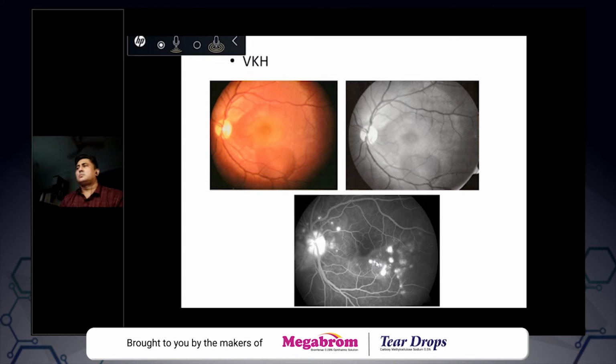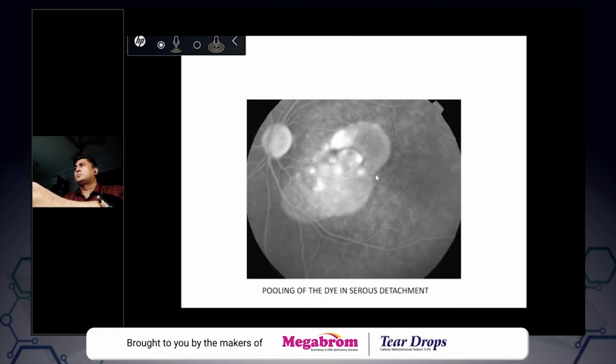All of them were smaller like this. As the angiogram proceeded, they became larger like this. So it starts in the early arteriovenous phase, becomes larger in the mid arteriovenous phase, and in the late arteriovenous phase, you will see the dye getting collected in the serous detachment, or pooling of the dye. So pinpoint leaks becoming larger and getting collected in this area. As you can see, the collection here. This is a fluorescein angiogram of a patient with PKH.